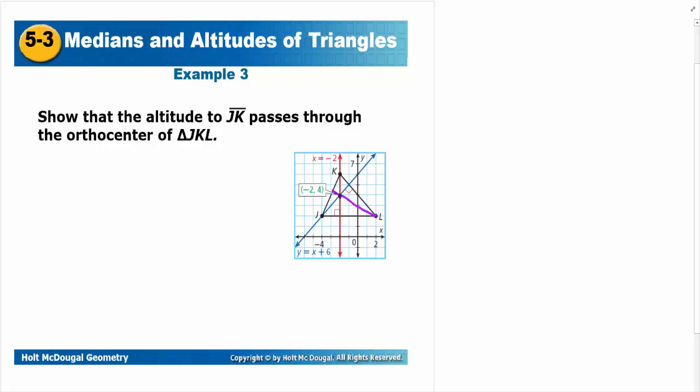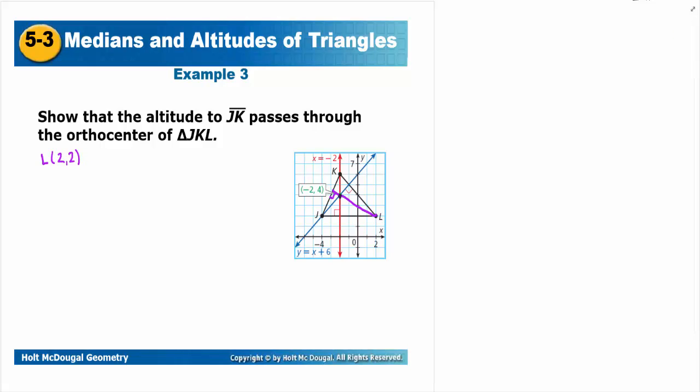I need to show that if I find the altitude that forms with the base JK, it's going to pass through negative 2, 4, which means I can't use negative 2, 4 to find the equation of that line. Here's what I can do, however. I can use this point here for L. I'm going to go ahead and do that now. L is at 2, 2. I'm going to use that point.